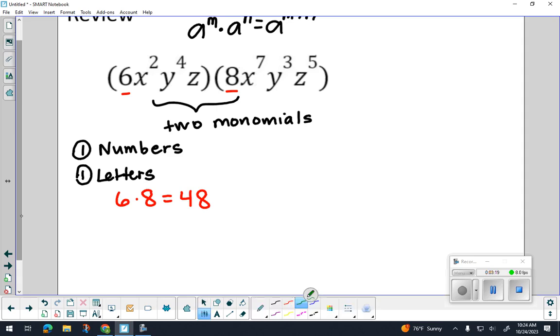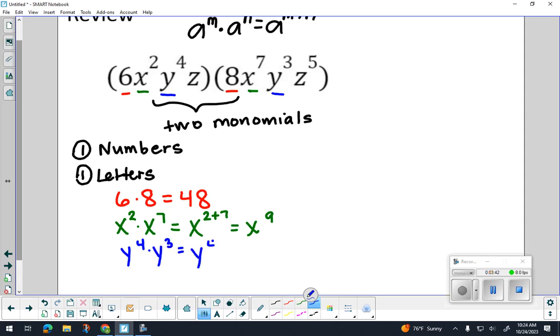And then I'm going to do my letters. Again, remember I said I'm going to go in order. So I have my X term that I'm going to do together. X squared times X to the 7 means to add the two exponents. So that's 9. Now I'm going to do my Y's. This is why I like to break it up, because sometimes it's a lot. That's why I like to do it piece by piece. So again, my two Y terms being multiplied by each other means to add the two exponents. 4 plus 3 is 7.